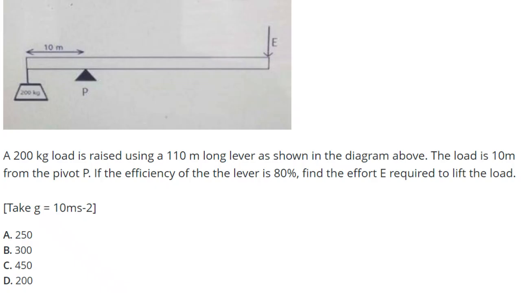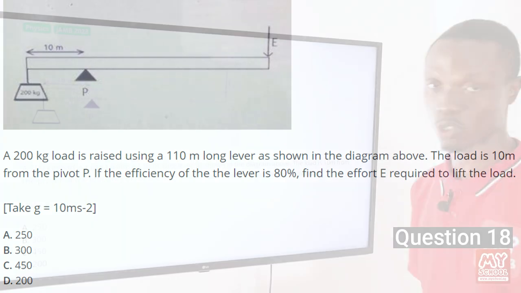Question 18. A 200 kg load is raised through a 110 meter long lever as shown in the diagram above. The load is 10 meter from the pivot P. If the efficiency of the lever is 80%, find the effort E required to raise the load. Take g to be equal to 10 meters per second squared. So let's move over to the board.